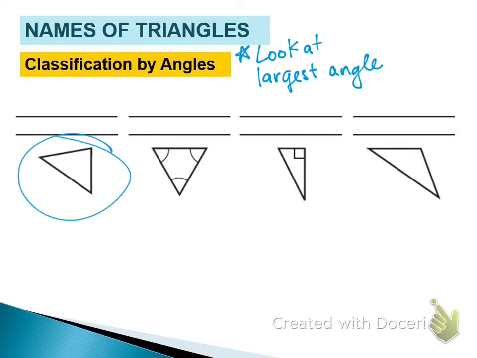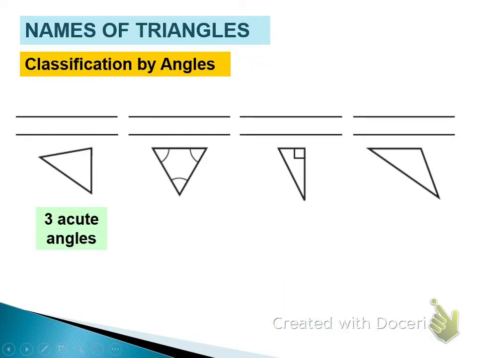So looking at this first triangle, the largest angle looks to be this one, and it is less than 90 degrees. So what do we call any angle that is less than 90? Acute. So if the biggest angle is acute, we would call it an acute triangle. So acute triangle.